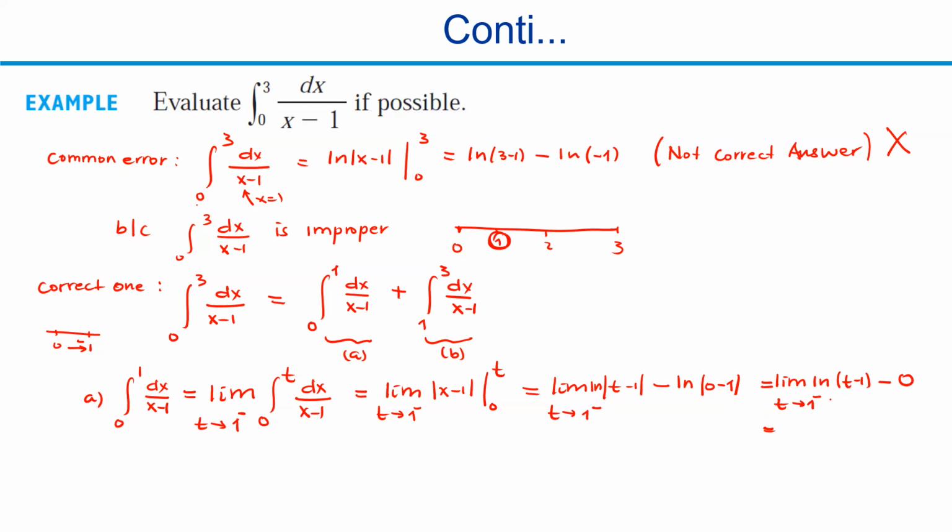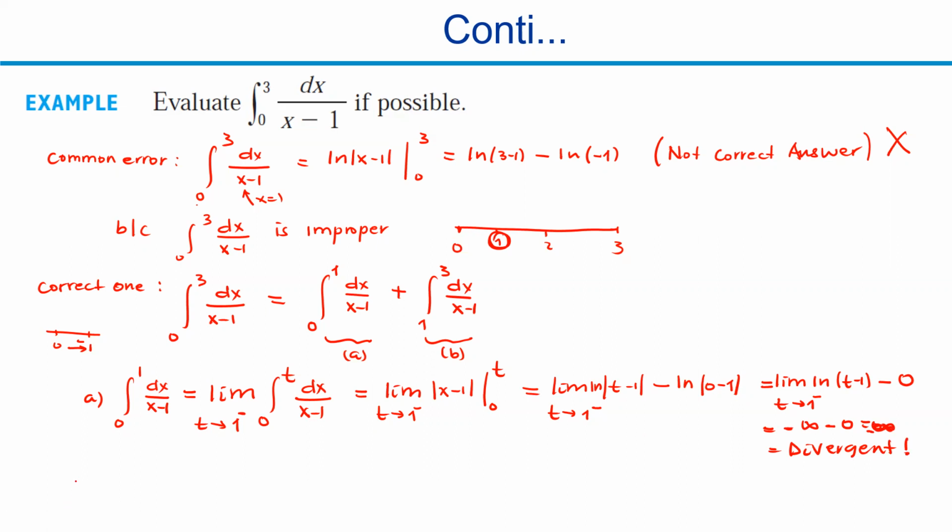You see? When we are approaching 1 from the left, we will have a very small number, like negative 0.000 something. So ln of this very small number simply goes to minus infinity. So minus infinity minus 0 is minus infinity. Therefore, this one is divergent.